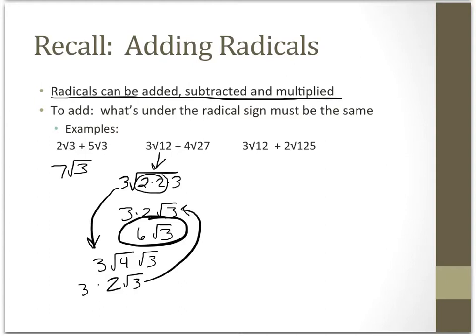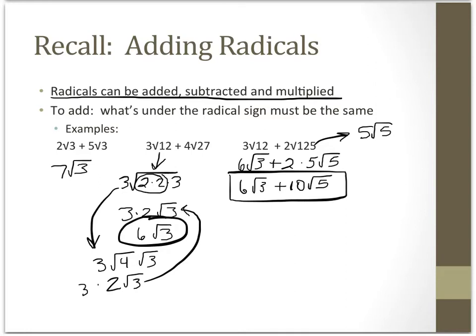Well, we knew that 3 square root of 12 was really 6 square root of 3, and 2 square root of 125. Remember, square root of 125 was 5 square root of 5 from the last slide. So this ends up being 2 times 5 square root of 5. So this is 6 square root of 3 plus 10 square root of 5. Because these bases are not the same, we can't add them. So all that we can do is simplify it a little bit.